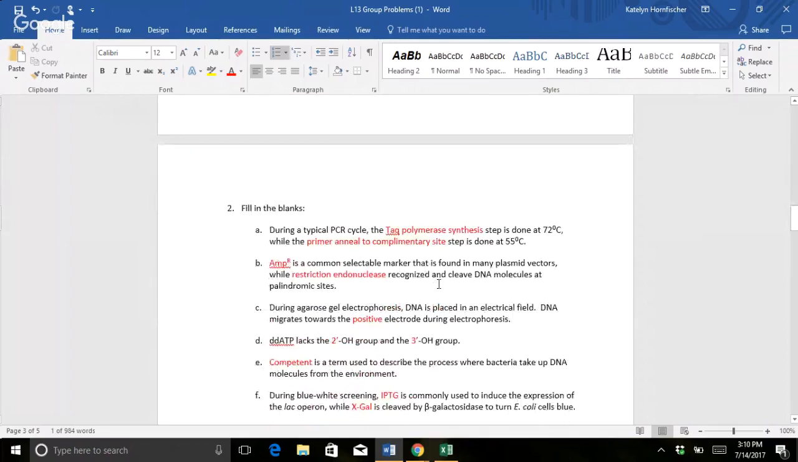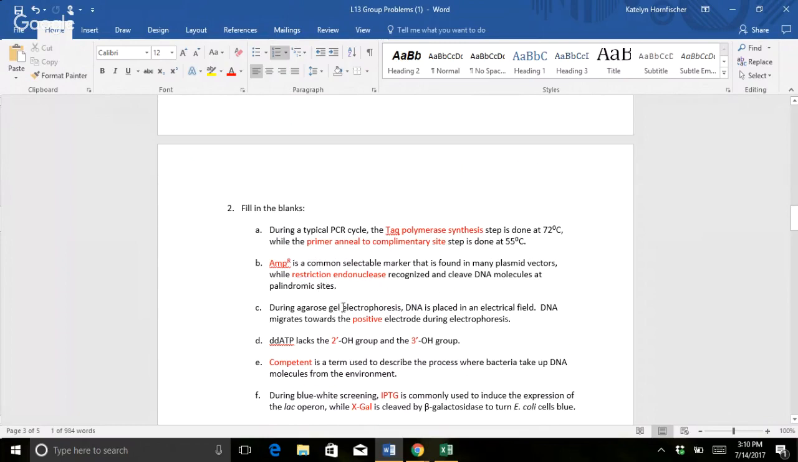Number 2 is Taq polymerase synthesis. During a typical PCR cycle, the Taq polymerase synthesis step is done at 70 degrees Celsius, while the primer anneals to the complementary site at 55. Then, NPR is the common selectable marker found in many plasmid vectors, while the restriction endonuclease recognizes and cleaves DNA molecules at the palindromic site. I'm going to botch almost all these words.